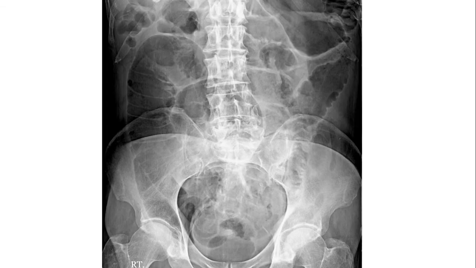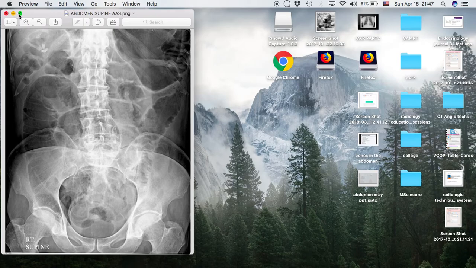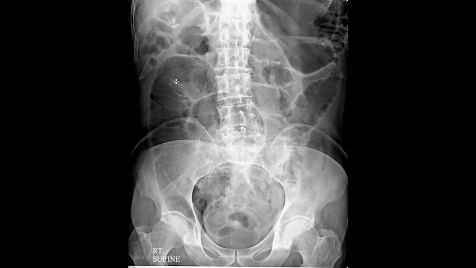Okay, let's look at it better. So this is the supine from the same patient, I suppose. I took this image from Radiopaedia. So this is the supine abdomen x-ray. Look at now, the air fluid levels are not there anymore. You can see the folds, the convolutions of the bowel. You can see the gas, you can see some fecal matter, but you cannot see the air fluid level.